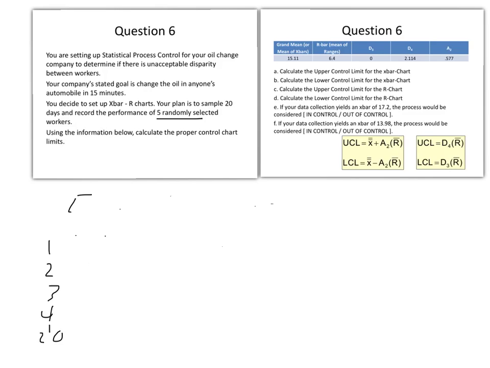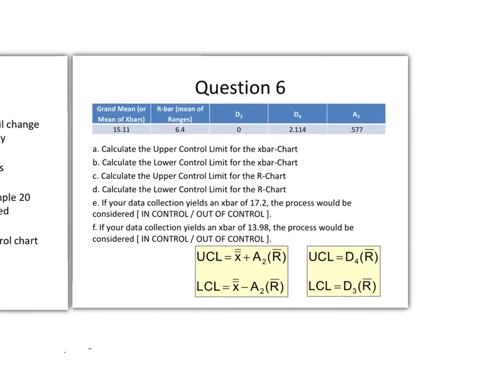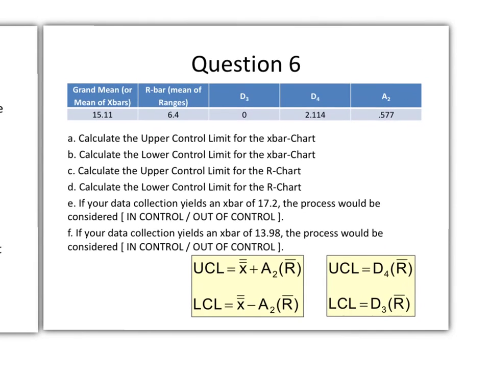And now we can start looking at what the problem is asking us to do. We're not going to create the charts themselves, but we're going to look at calculating the upper and lower control limits for the X bar chart and the upper and lower limits for the R chart. And to do that, we're going to use these formulas here. This is for our X bar chart, our upper and lower limits, and this is for our range chart. Okay, so let's do X bar first.